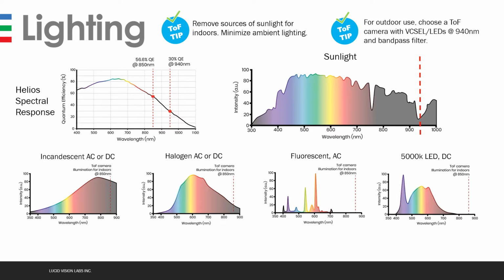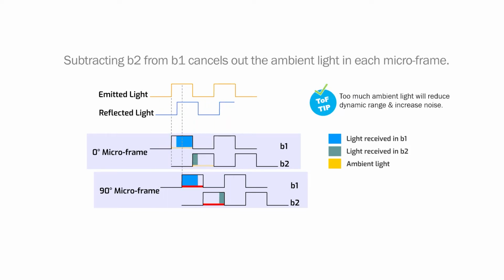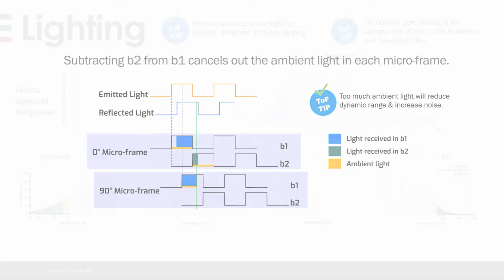While incandescent and, to a lesser extent, halogen both emit light at 850 nanometers, it's important to note that Sony's DepthSense sensor can cancel out most indoor ambient light, as indoor lighting is at a much lower intensity than sunlight. However, the more ambient light that needs to be canceled out, the lower the dynamic range and higher noise you'll have in a 3D scene.